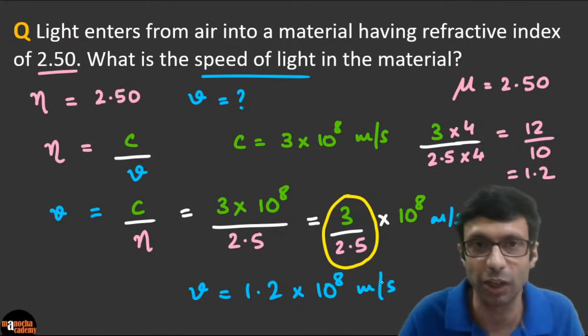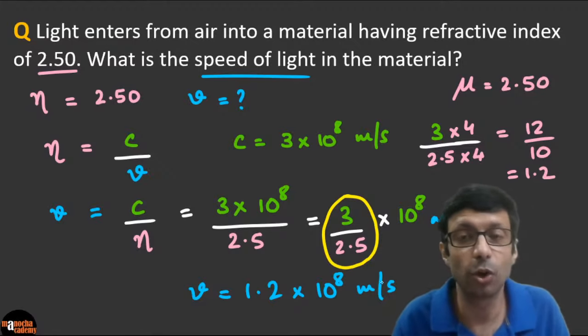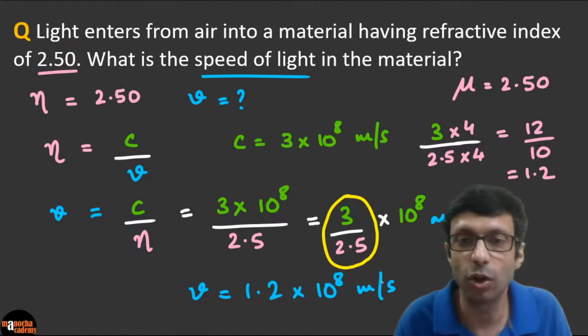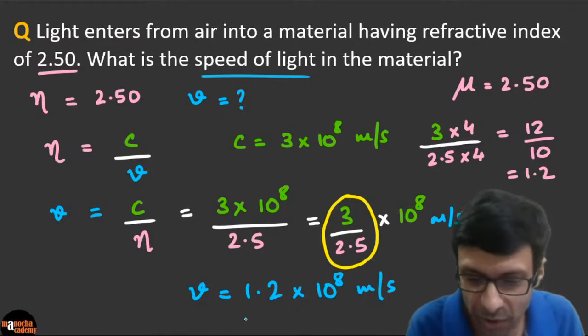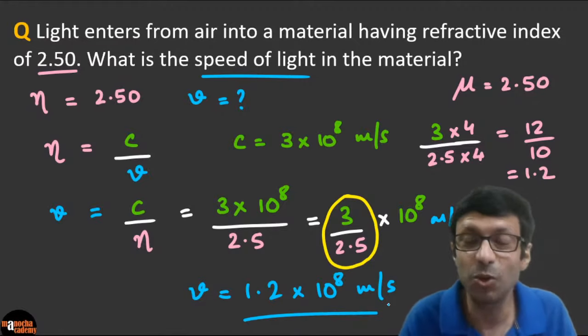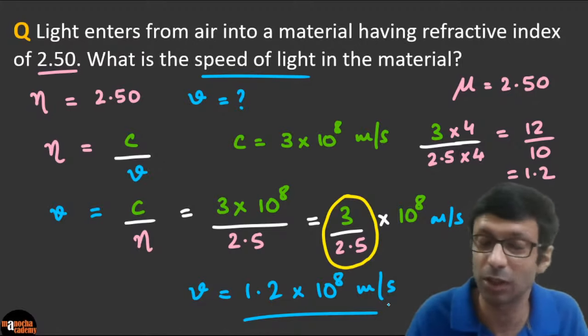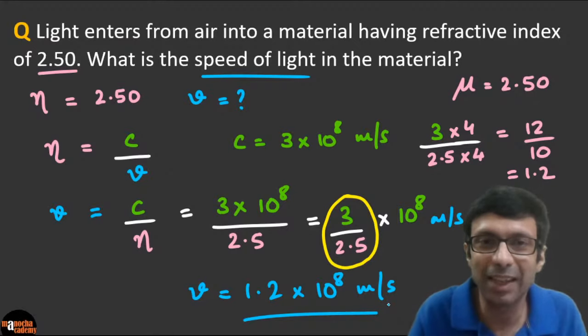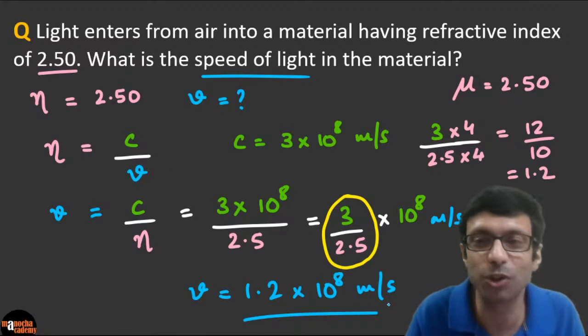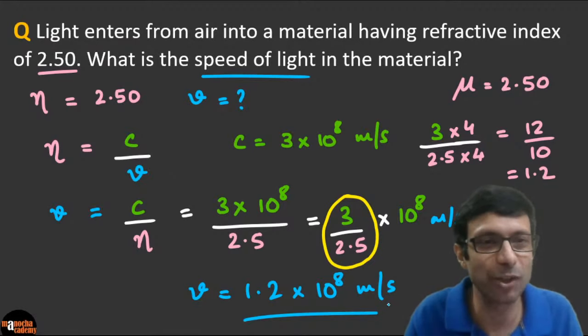This is scientific notation. You can also write 12 into 10 to the power 7. But in scientific notation, there's one non-zero digit before the decimal. So this is our final answer. And clearly you can see it is slower than vacuum, because light is fastest in vacuum. The refractive index is 2.5, so the material slows down the speed of light from 3 into 10 to the power 8 to 1.2 into 10 to the power 8 meter per second.